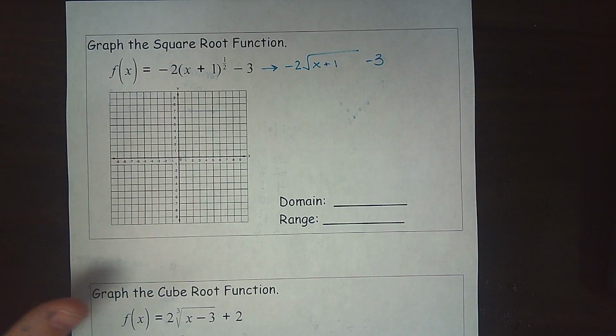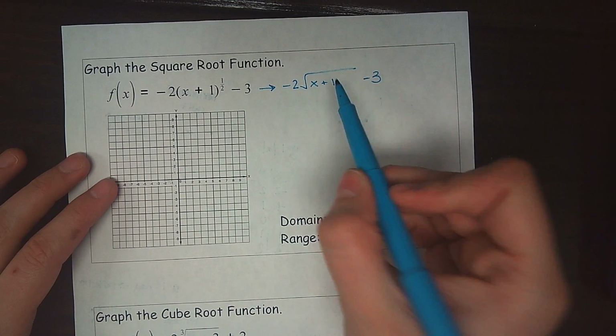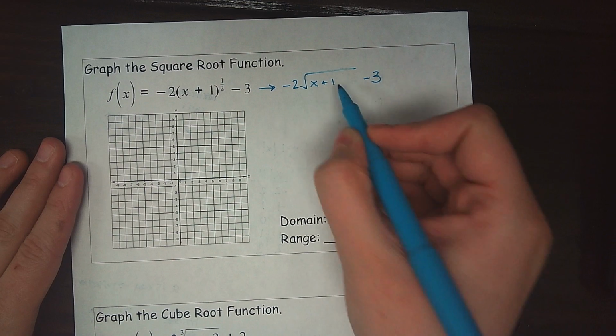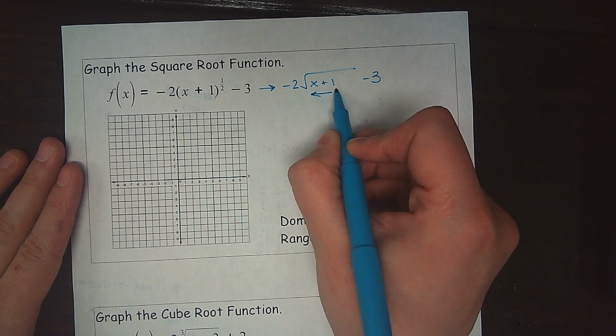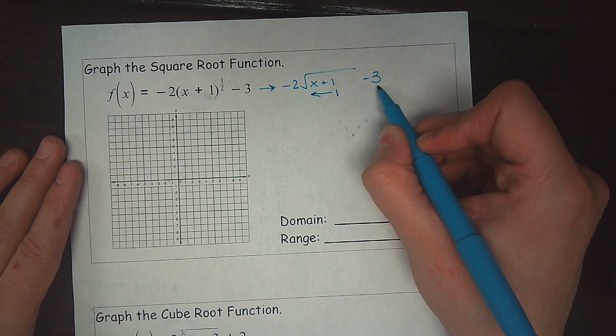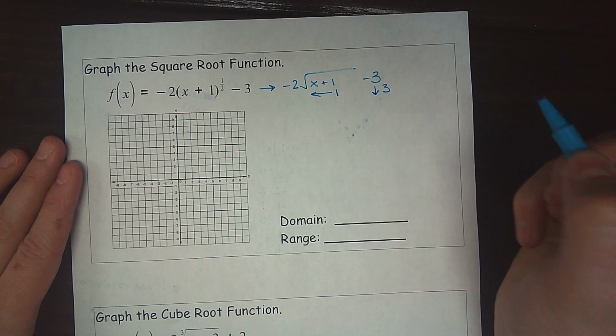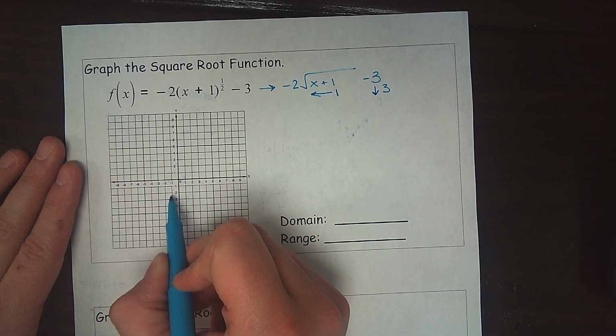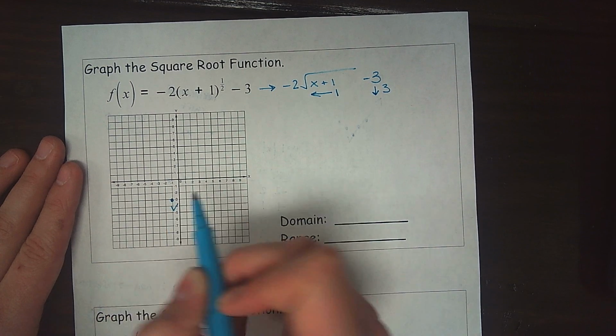All right, so let's find our vertex. Remember, h value, opposite of what we think. This is telling us that I need to go left 1. So horizontal shift left 1, and then I have a vertical shift down 3. So starting from my origin, I'm going to go left 1 and down 3, and I'm going to label that.